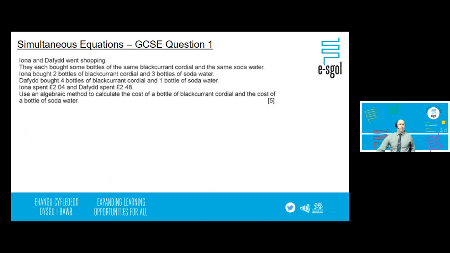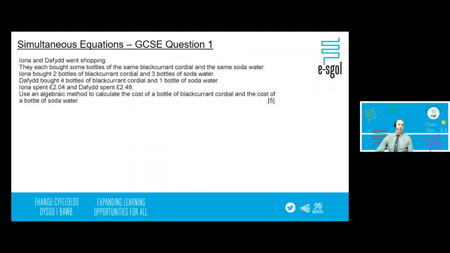Okay, so Iona and David went shopping. Now they bought some bottles of the same blackcurrant cordial and the same soda water. So Iona bought 2 bottles of blackcurrant cordial and 3 bottles of soda water. David bought 4 bottles of blackcurrant cordial and 1 bottle of soda water. And then it tells you how much they both spent. Iona spent £2.04, David £2.48.